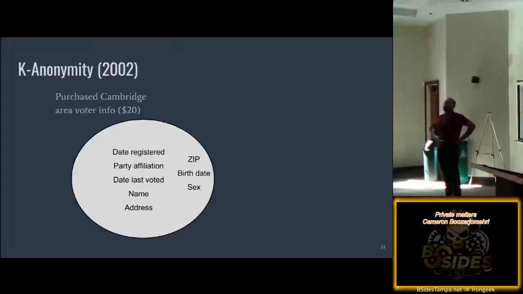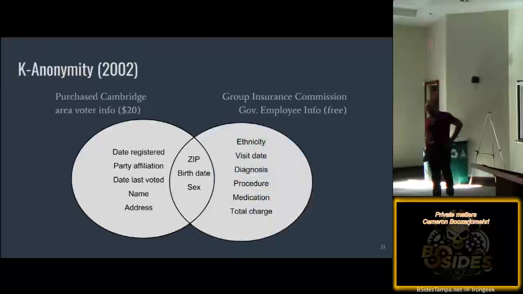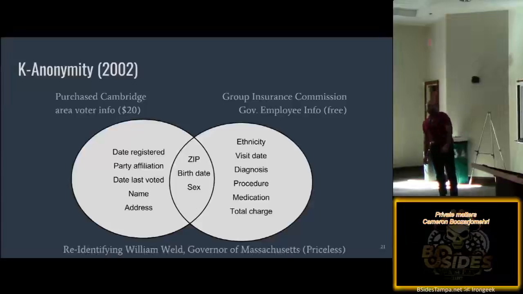And then you think to yourself, all right, what other information is publicly available there? Well, the Group Insurance Commission was responsible for managing all the medical insurance information for individuals working in government in that area. And their data set looks like this. And you'll notice that zip, birth date, and sex are both very granular and also present in both sets. So the sets are small enough that you can look at the birth date, zip, and sex and still be able to re-identify someone, such as the governor of Massachusetts.